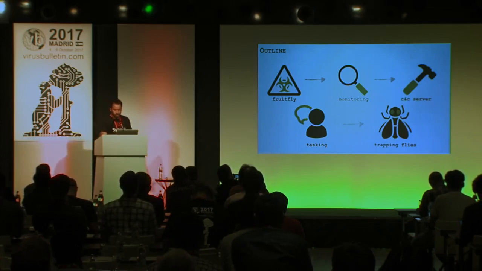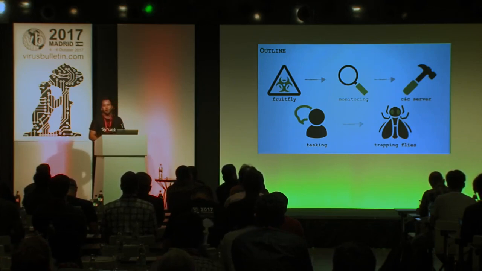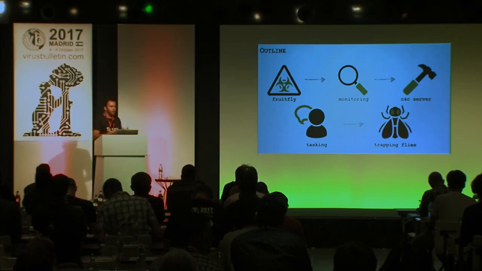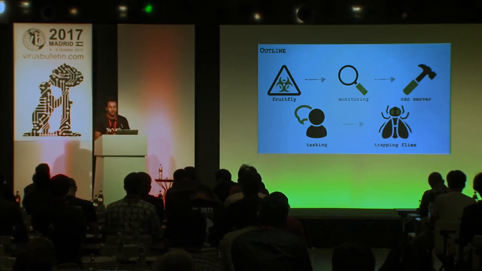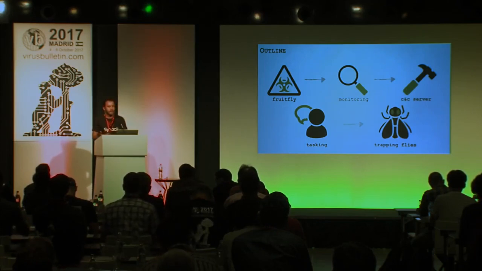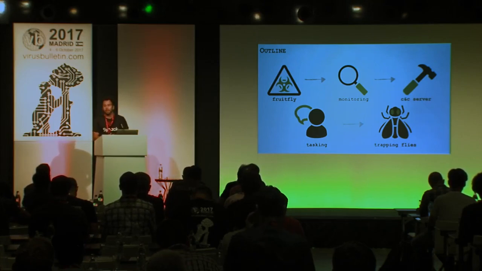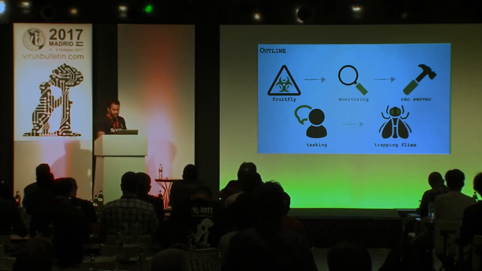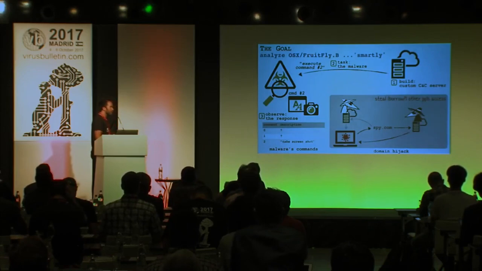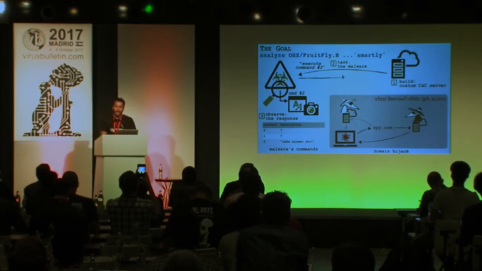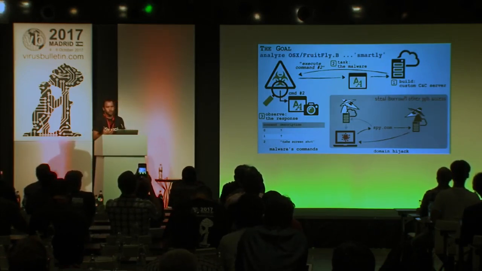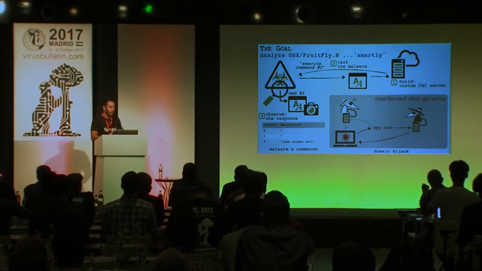We're then going to talk about some tools and techniques about how to passively monitor this piece of malware. We're then going to focus on talking about how we were able to build a custom command and control server, and then how we actually tasked the malware to reveal its capabilities by just asking the right questions. And then finally, what happened when we put this custom command and control server on the internet. So our goal here is to comprehensively analyze FruitFly, but do it in somewhat of a more efficient way.